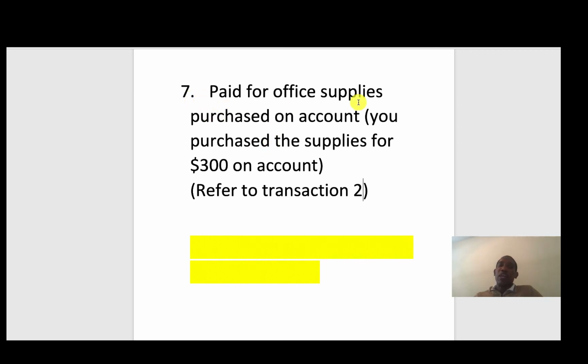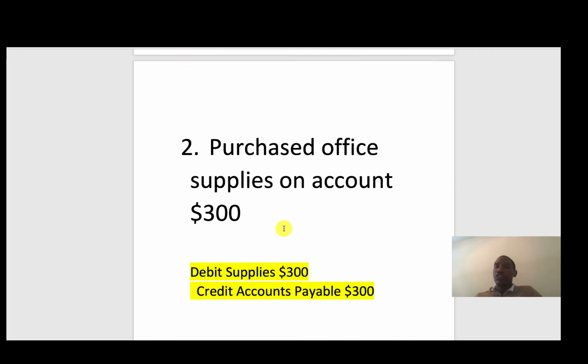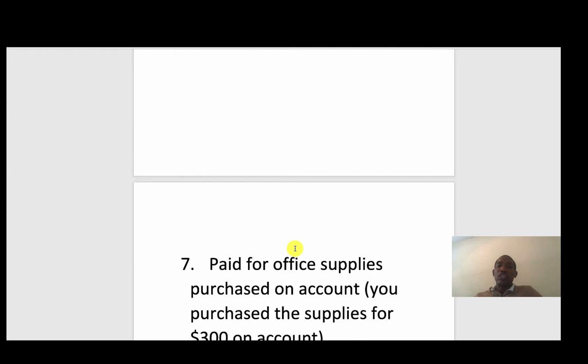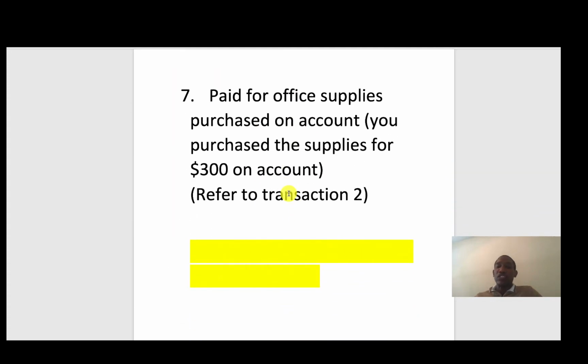They say, oh, we paid for office supplies, and they assume that you are getting more office supplies. No, you're not getting more office supplies. You already got the office supplies. If you look at transaction 2, transaction 2 says you purchase office supplies on account. So you already received the office supplies and you issued an IOU. All you're doing in transaction 7 is you're just paying for the office supplies you already received. So you are not receiving more office supplies, you're just paying for the office supplies you already received.